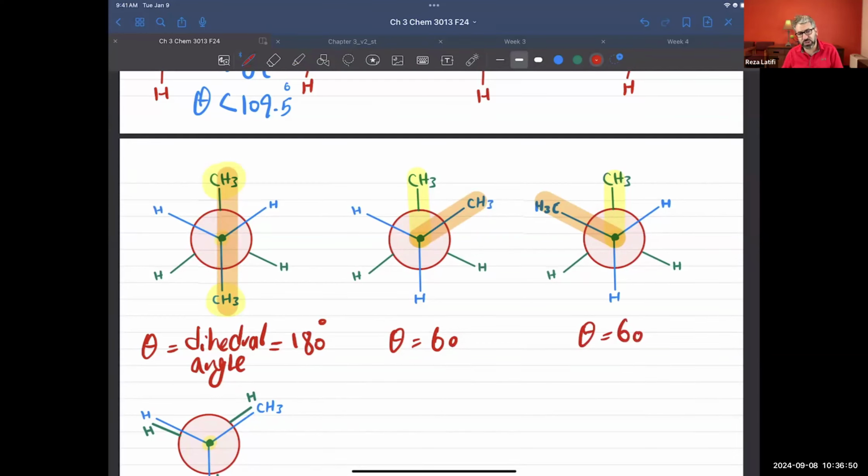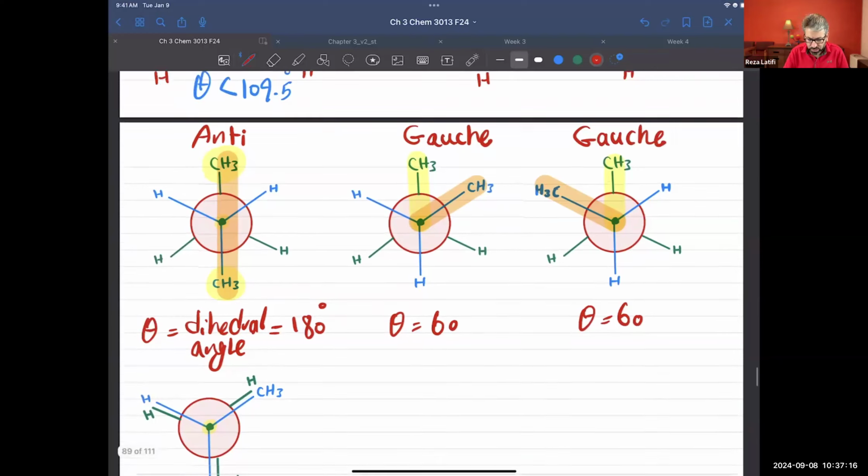As we decrease theta, the dihedral angle, the system gets less stable. So the most stable one is going to be the first Newman projection, and we call this one anti. They are 180 across from each other. The second one, we call gauche. And the third one, we call gauche as well.